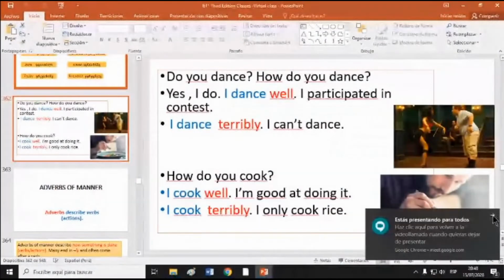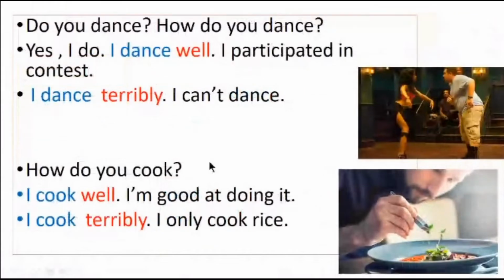Or you have here, for example, do you cook? You can say, no, I don't. I dance terribly. How do you cook? I cook well. I am good at doing it. Or you can say, no, I cook terribly. I only cook rice. So when you have here, for example, terribly or well, they are adverbs of manner.